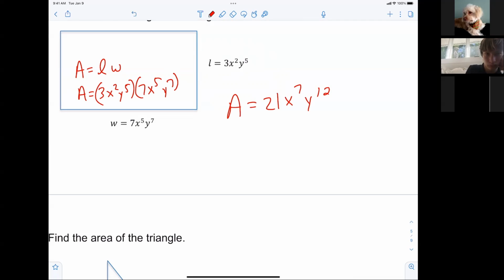Anybody have any issues with that? Anybody? Come on. That was 2W times 2L. No, you're thinking perimeter. Oh, okay.